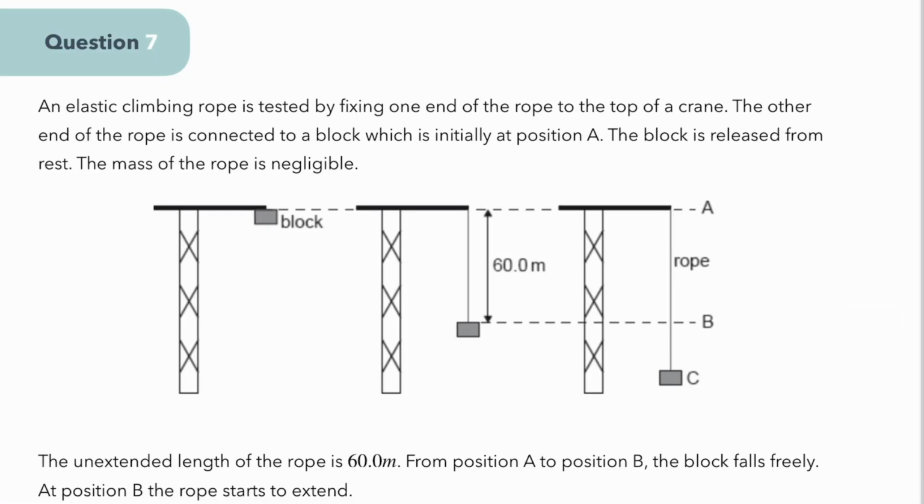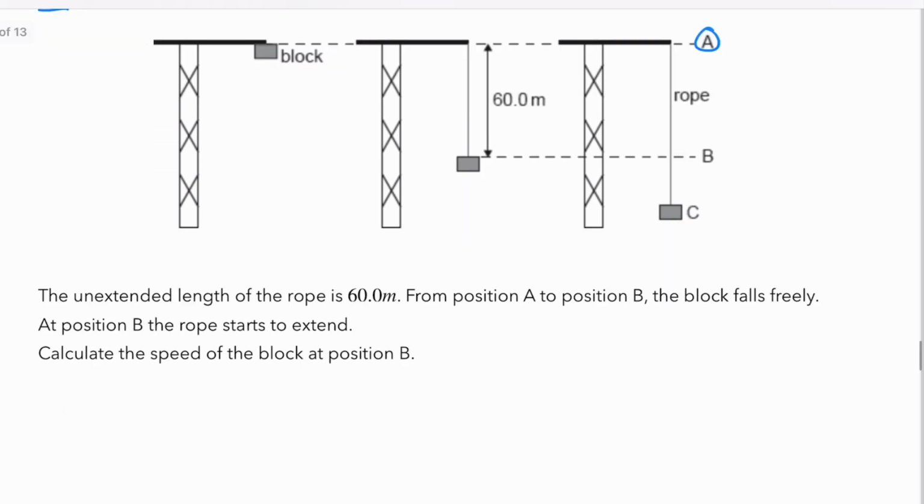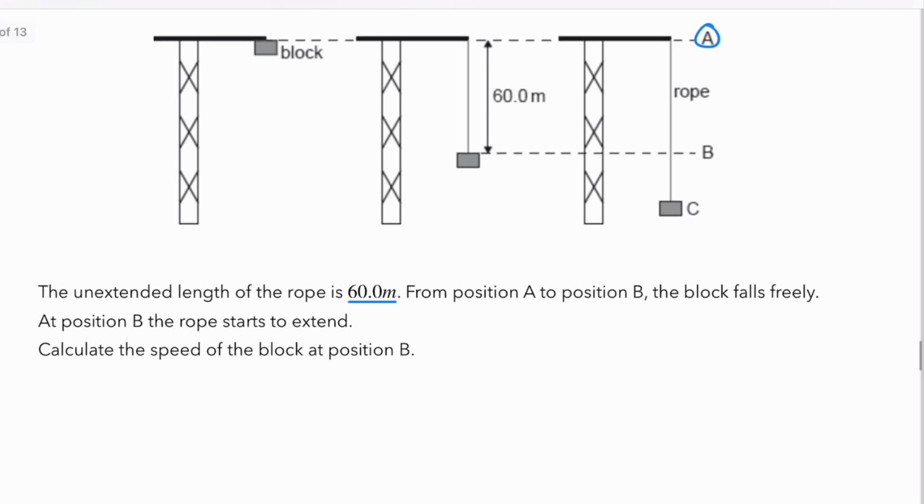Question 7. An elastic climbing rope is tested by fixing one end of the rope to the top of a crane. The other end of the rope is connected to a block which is initially at position A. The block is released from rest. The mass of the rope is negligible. The unextended length of the rope is 60 metres. From position A to B, the block falls freely. At position B, the rope starts to extend. Calculate the speed of the block at position B.